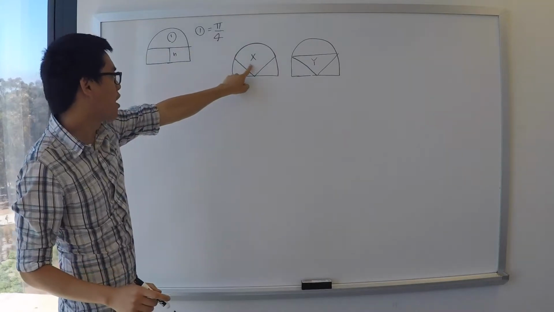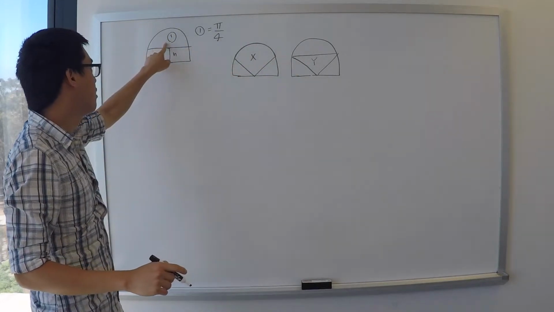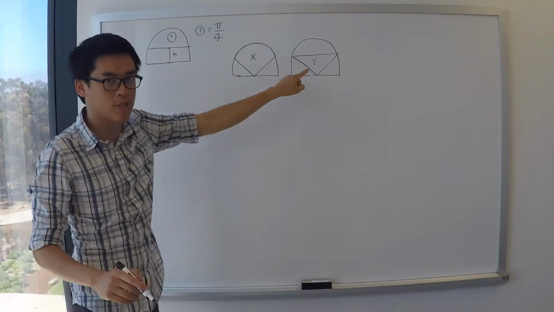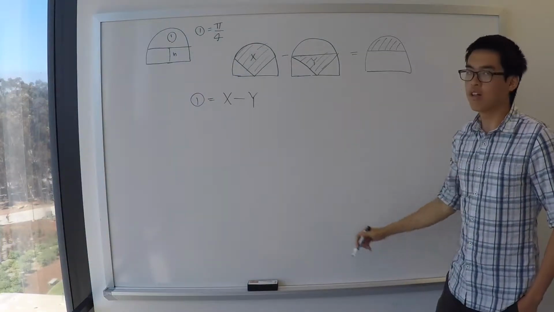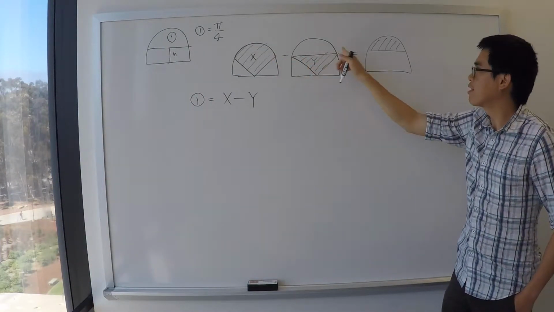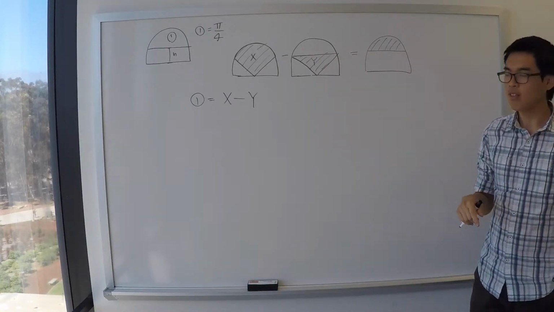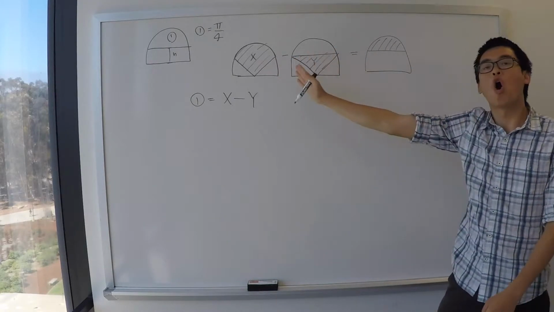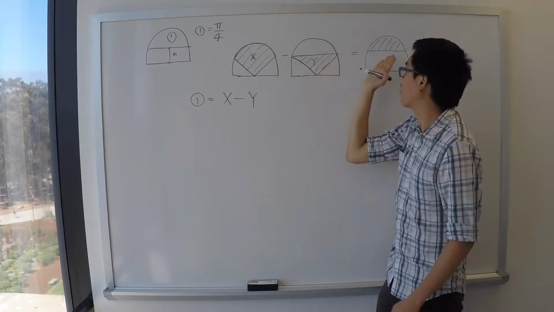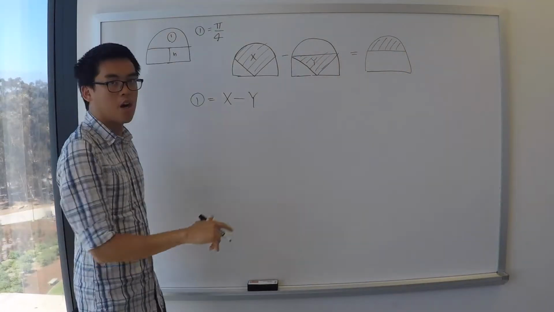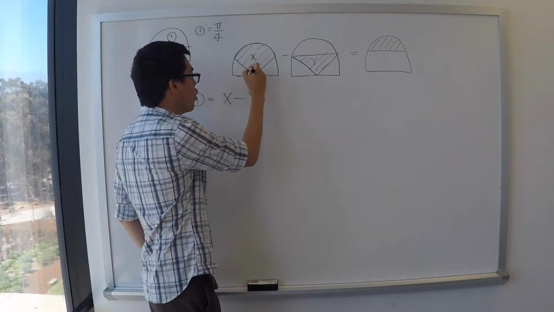Well, if we can get this x and y, then area 1 will be simply x minus y. Graphically, you can see that this guy subtracted by this guy, you get just the top part. Alright, and these two are a lot easier to deal with than area 1 itself. Alright, in order to know x, we want to know the angle here.